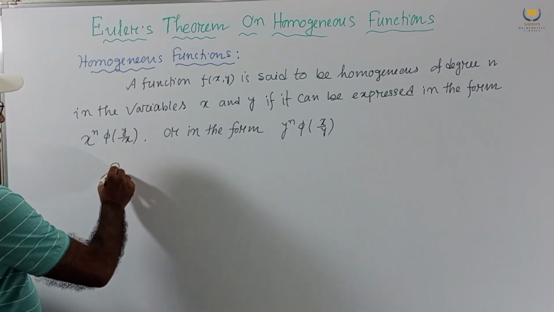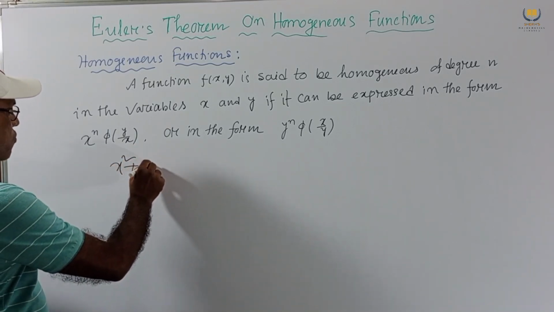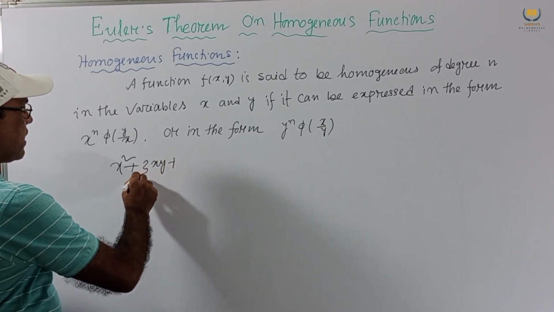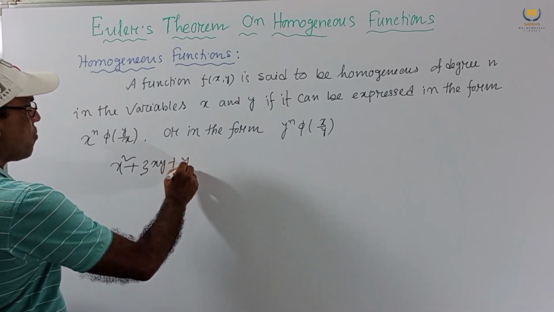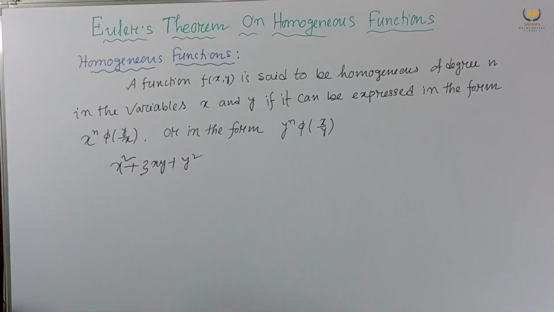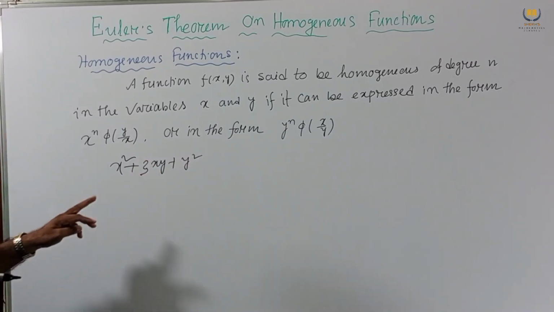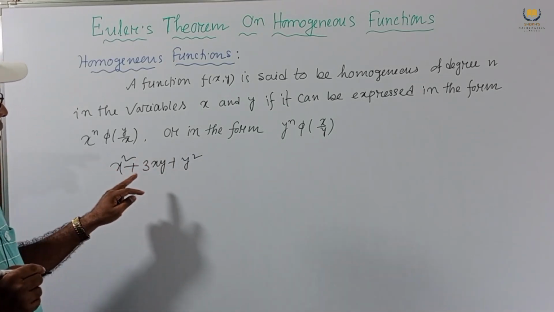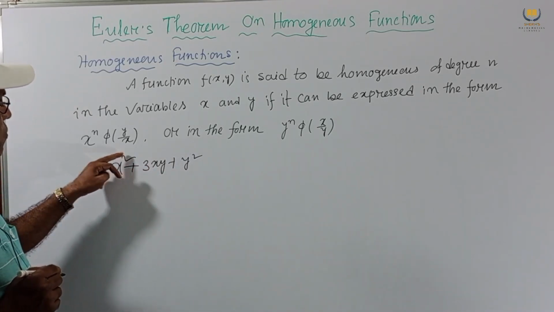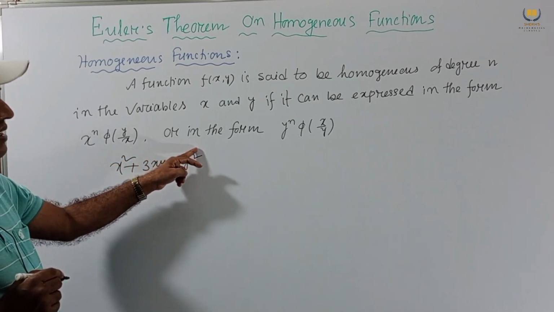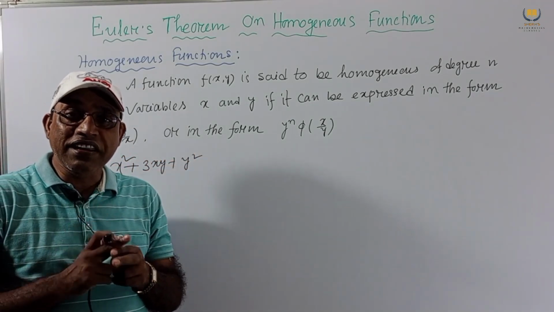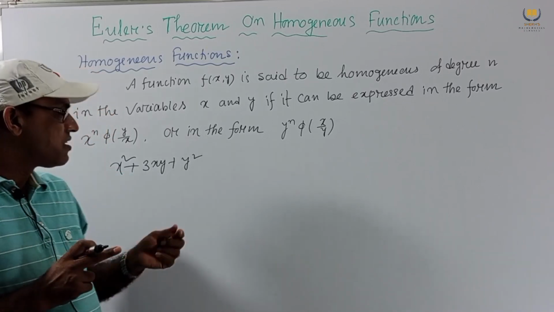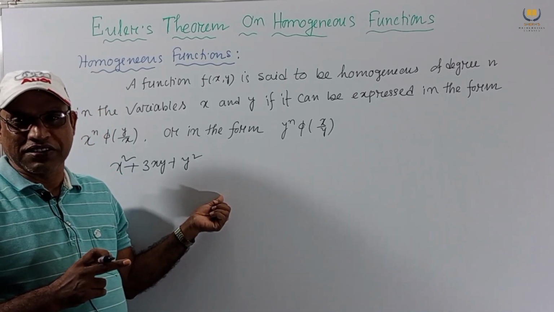Suppose x square plus 2xy plus 3xy plus y square is given. This is degree 2, this is 1 plus 1 is 2, this is degree 2. All the terms have the same degree. If all the terms have the same degree, this is a homogeneous function.